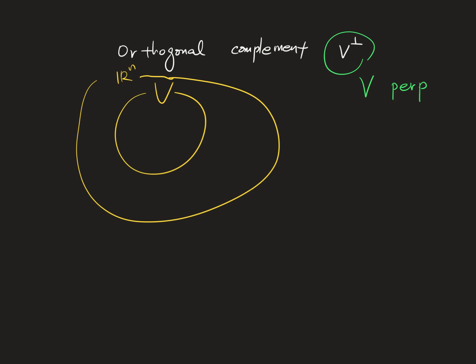V perp, the orthogonal complement, is this: when you select any vector x here, the x vector will be orthogonal to any vector y, where y is in V. So it is all the vectors in Rn which are orthogonal to any vector in V, and we can say this is the orthogonal complement.